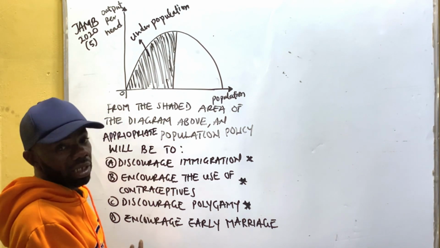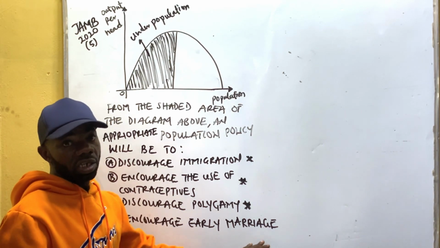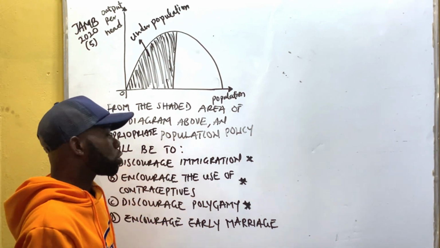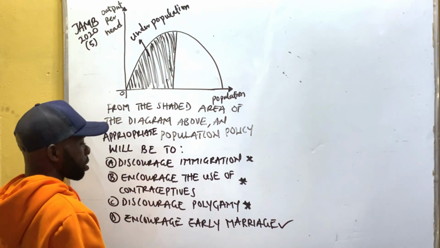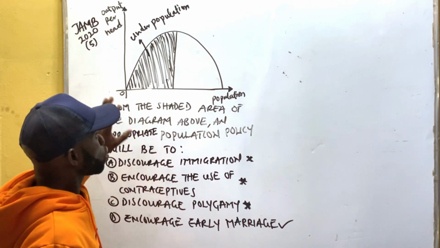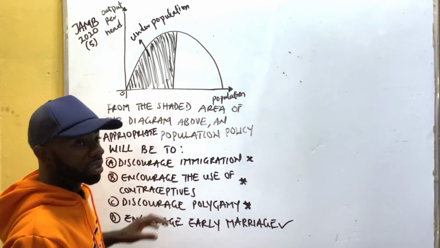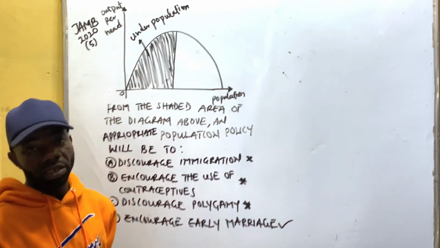When that happens in this country, it's going to help them have more kids as early as possible, and that's going to increase the population of the country. That makes option D our correct answer. And any child in the exam hall who sees this kind of question, please just go straight to option D, because that's going to give us a perfect answer.